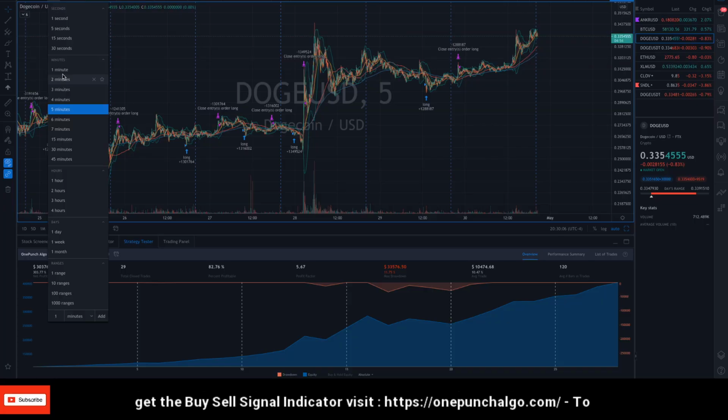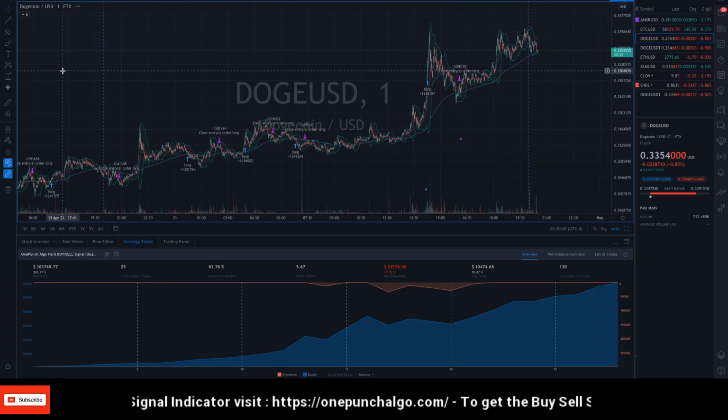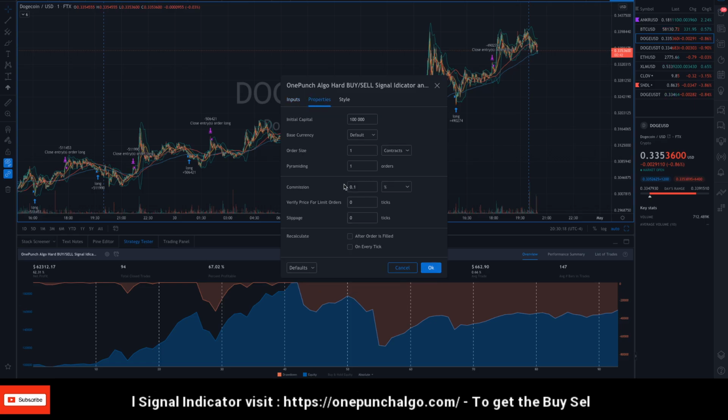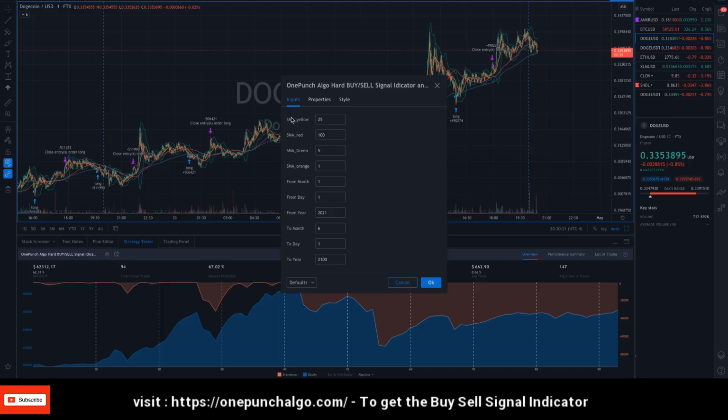So let me put all this into default. All right, so these are the inputs. You don't have to change any of these things. These are simple moving average lines. You actually have to worry about the from month, from day and from year when you are first trying to see which time frames work best for you.